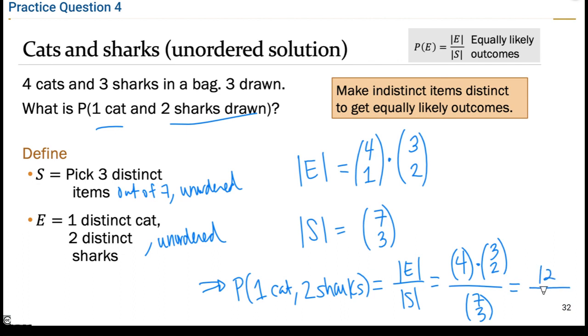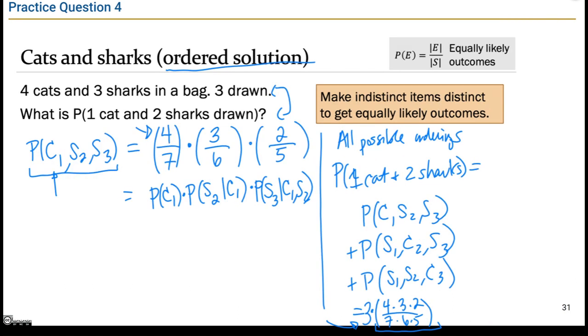And when I simplify, I'm getting 12 over 35, which is exactly the same as what we got on the previous slide. I just hadn't simplified it for us. So if we go back to the previous slide, this exactly simplifies to be 12 over 35 because I get cancellations right there and there. So this is just to point out that you can use different ways of thinking about these problems and we'll arrive at the correct answer either way.